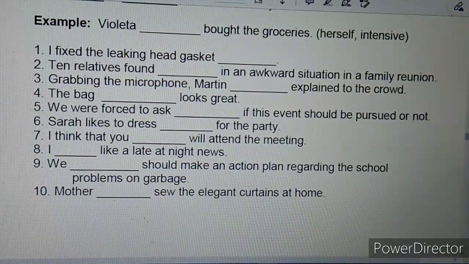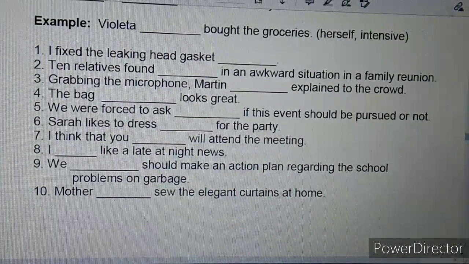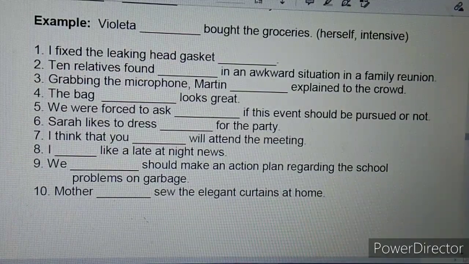Now let's move on to number 7. I think that you blank will attend the meeting. Using the pronoun you, what do you think is the correct answer? Okay, the correct answer is yourself, and it is an example of an intensive pronoun. Again, the correct answer for number 7 is yourself, comma, intensive.